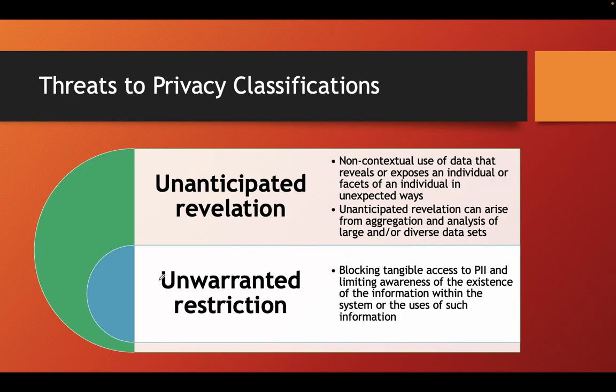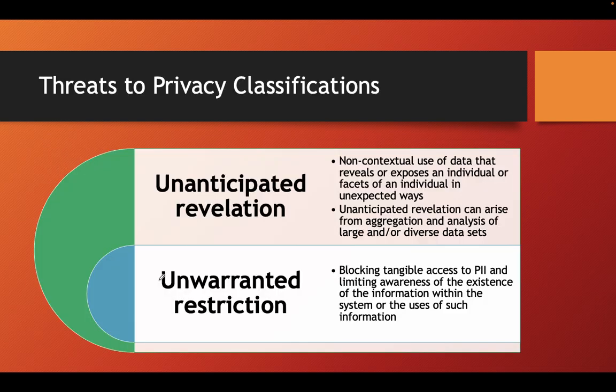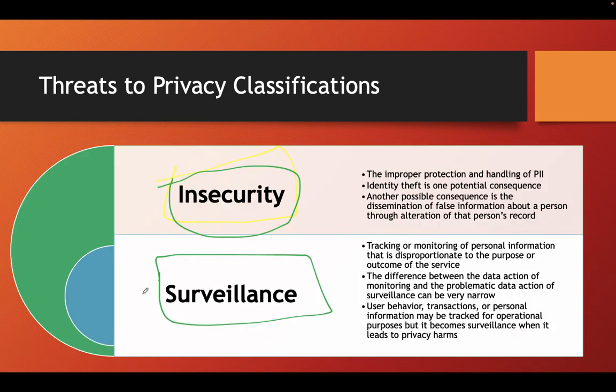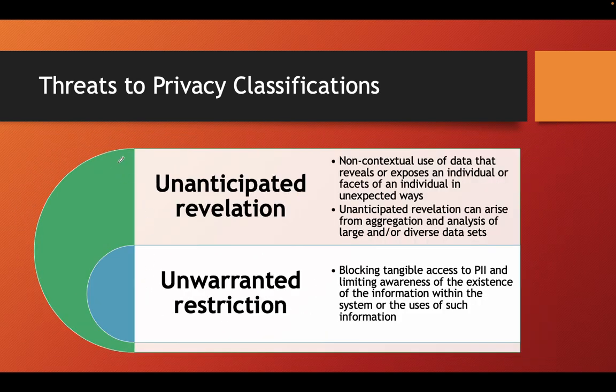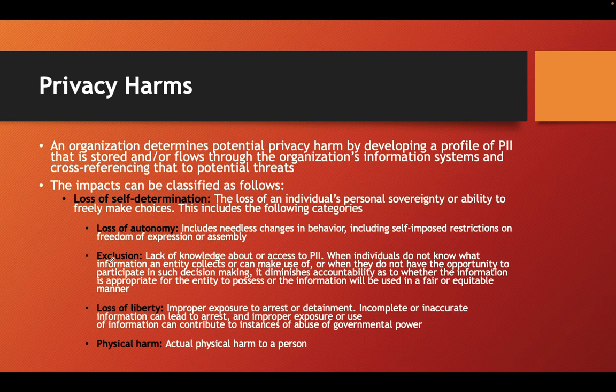Then unwarranted restriction, blocking tangible access to personal valuable information and limiting awareness of the existence of this information within the system, is one of the unwarranted restrictions. So this is several scope. These several things that we've described: appropriation, distortion, induced disclosure, insecurity, surveillance, unanticipated revelation, or warranted restriction. All these several points are threats to privacy. Okay, now let's go to privacy harm.